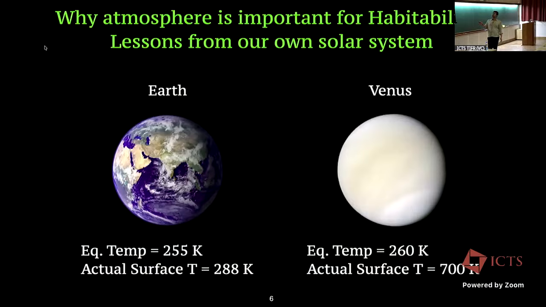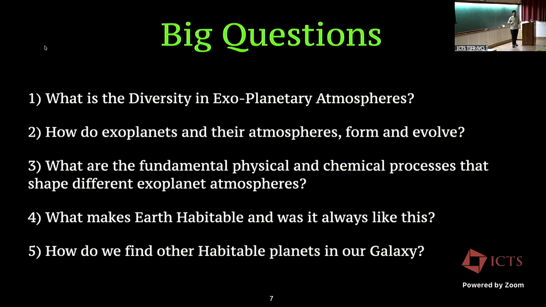A CO2-dominated atmosphere on Venus leads to an extreme greenhouse effect. We call it a runaway greenhouse effect. That leads to a very high temperature, which makes it difficult for life to evolve. There are theories that at some point Venus was habitable and its temperature was lower, but that is still debatable. The main thing to take away is that the atmosphere plays a very important role in determining the habitability of a planet. So that leads to the big questions that we need to answer.